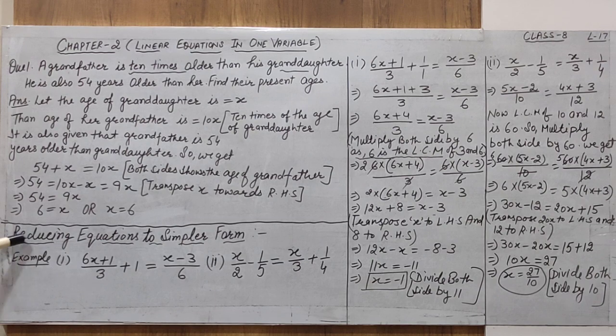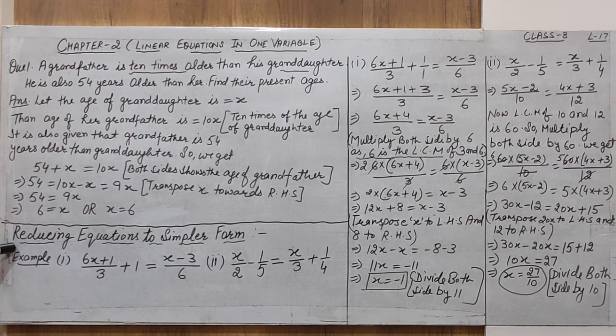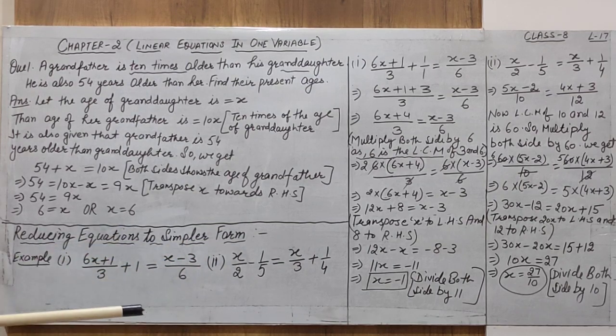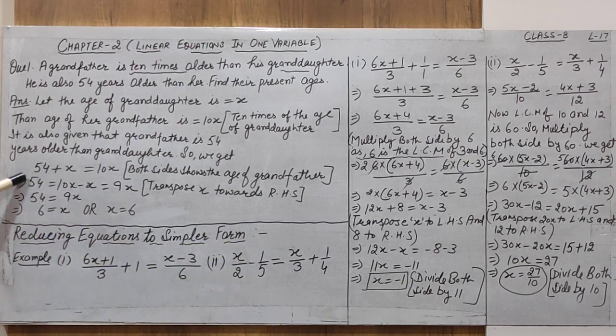Next is reducing equations to simpler form. What is the meaning of reducing? We are not going to change the question. We just change the form of the question so that we reduce the equation to a simpler form. Simpler form means there is no denominator, nothing else. We have just an equation like this. We have to change the given equation into an equation of type 2.